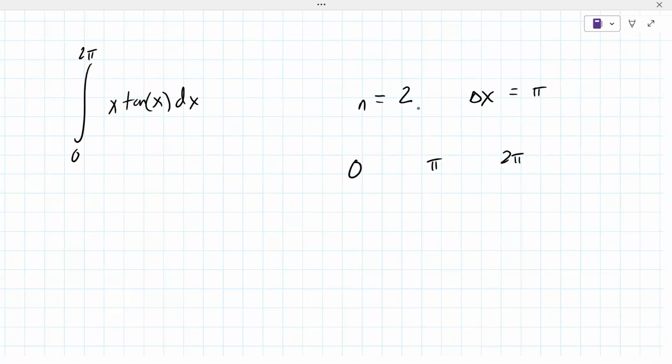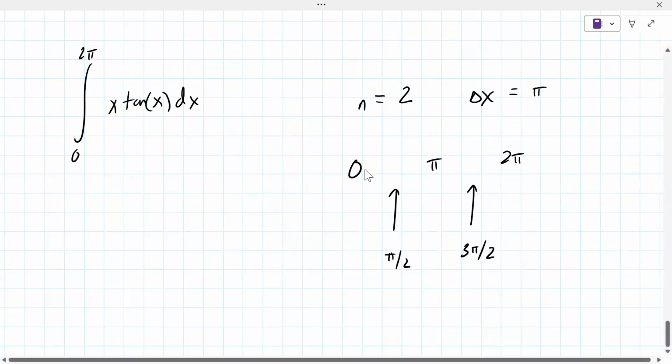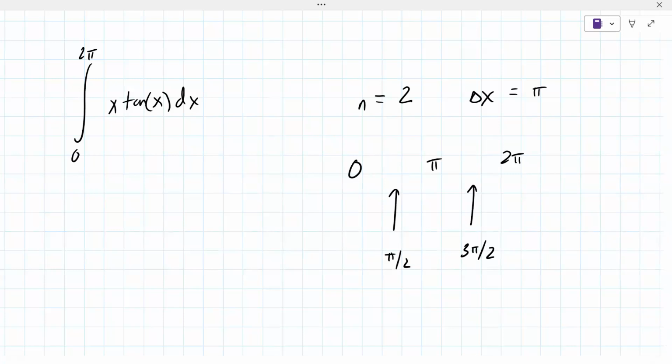Okay, so now we're gonna do the midpoint. So you actually need the midpoints. You're finding the average or the middle of those two, isn't it? Yeah. Pi over 2 and 3 pi over 2. If you see that I've done something wrong, please ask because I do make mistakes. That looks good to me.